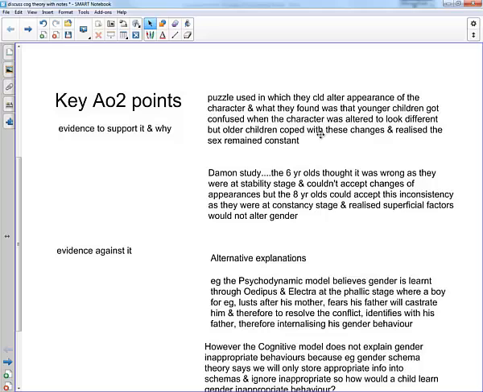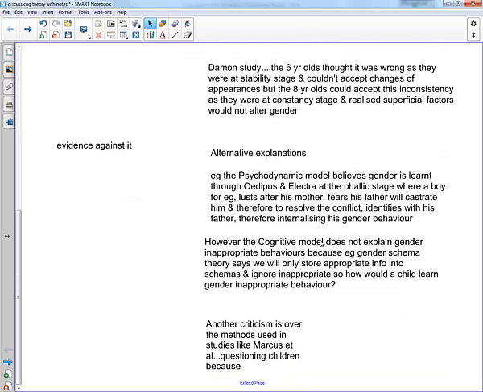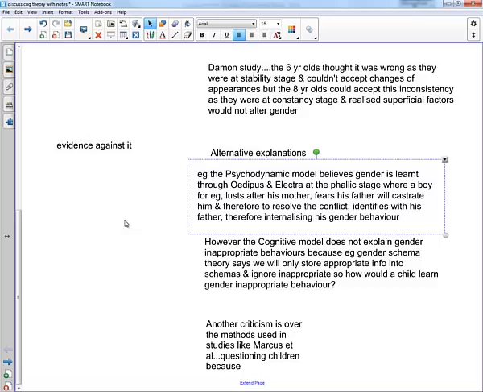We've also got the Damon study, which is in your text. If you remember, the 6-year-old thought it was wrong for George to play with dolls. Very inflexible at the age of about 6. But let's have a look at other things. I've just briefly jotted things down. Alternatives, as we've just seen. Psychodynamic, for example, as an alternative.